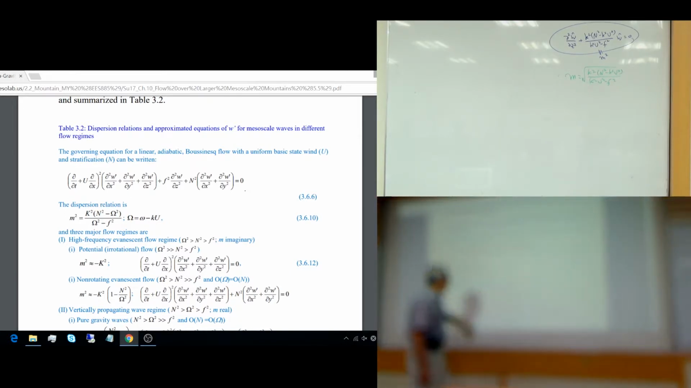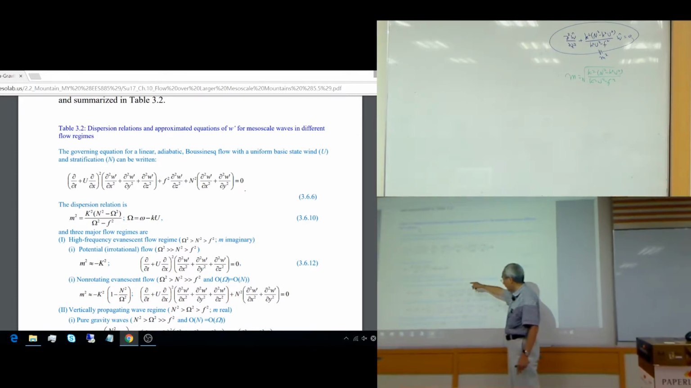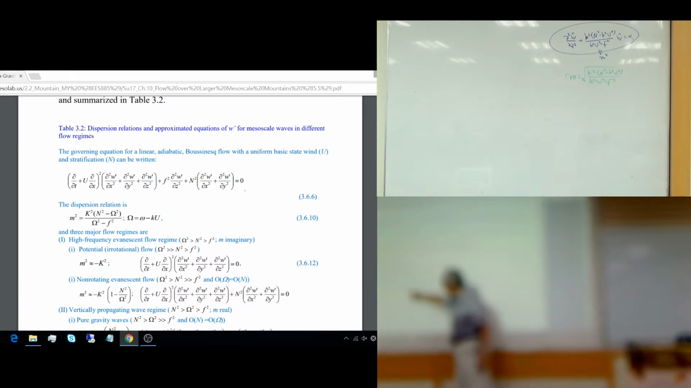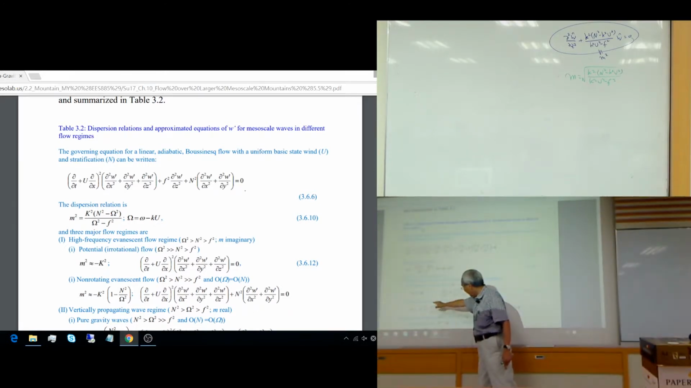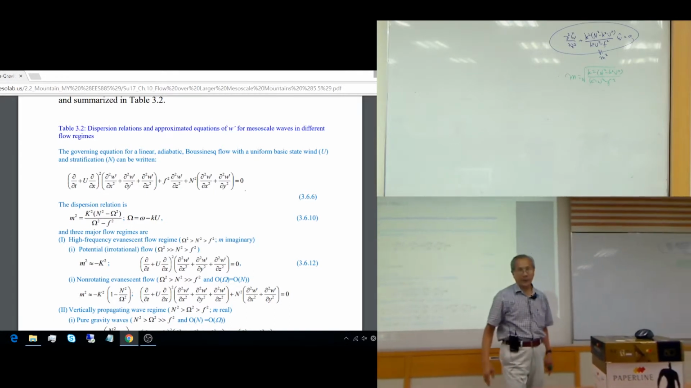Okay, so we can have different kinds of flow regimes. High frequency evanescent flow regime. We have the extreme cases, potential flow, and non-rotating evanescent flow. So we have different kinds of flow regimes. I'm not going to repeat them.